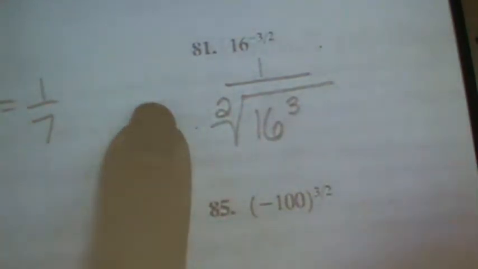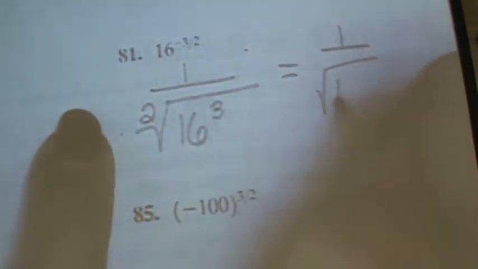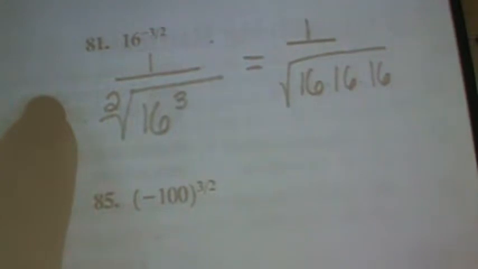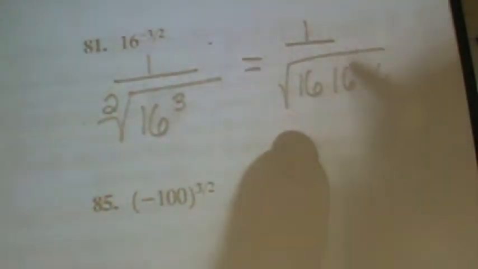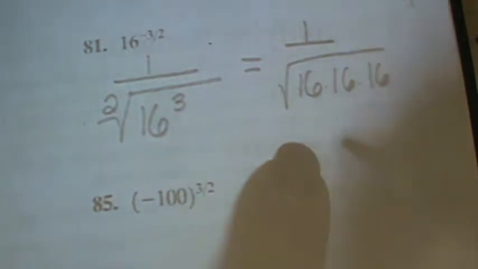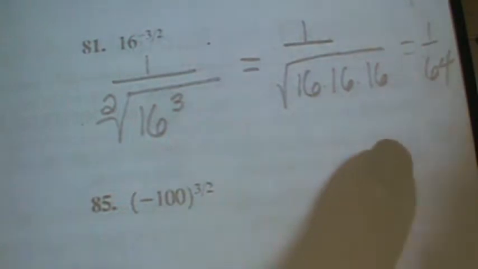And this one, I want you to take the square root of 16, but I got 3 of them in the bottom. So what do I have here? I have 1 over, I've got 16, 16, 16. So the square root of 16 is 4. 4 times 4 times 4, so this is going to be 4 times 4 is 16 times 4 is 64. So this answer is 1 over 64.